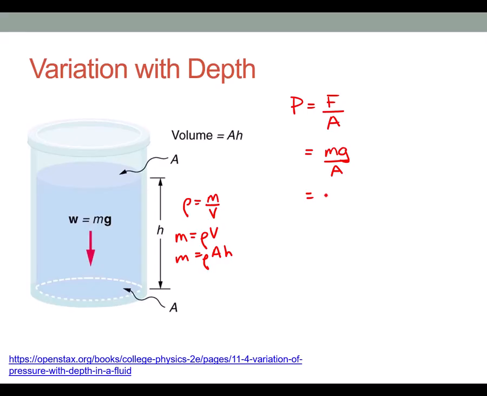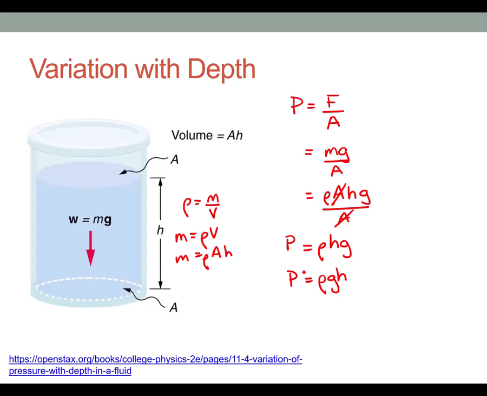I'm going to plug that in up here. Density times area times height times the acceleration due to gravity, all divided by area. Area cancels. So the pressure variation as a function of the depth of your fluid is the density times the height times the acceleration due to gravity. This is often written as rho g h, as opposed to the order I had above.